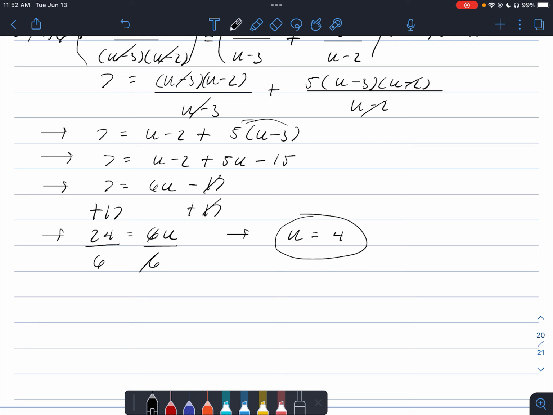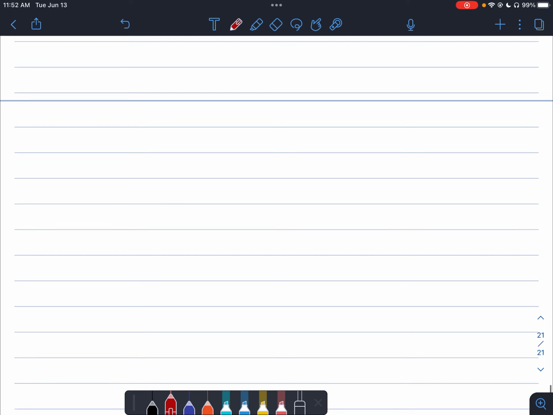All right, let's do one more. Here we have, for our second one, 2 over u squared minus 10u plus 24, and this is going to be equal to 1 over u minus 6 plus 3 over u minus 4. The first thing we ought to do is check for excluded values after we factor the denominator on the left-hand side.